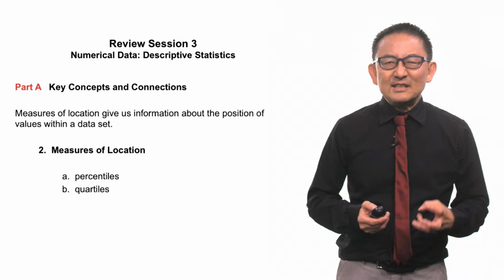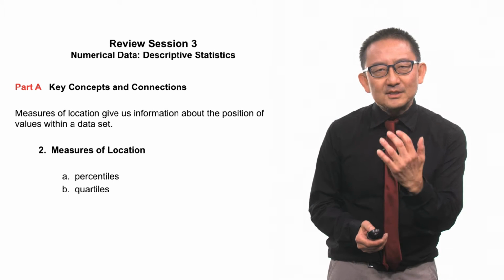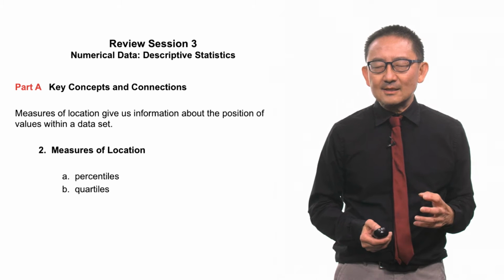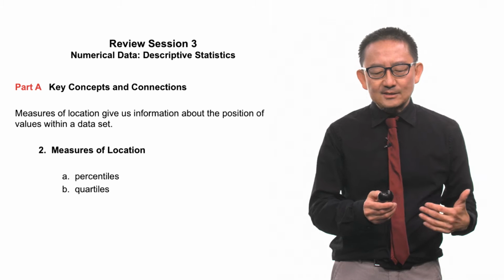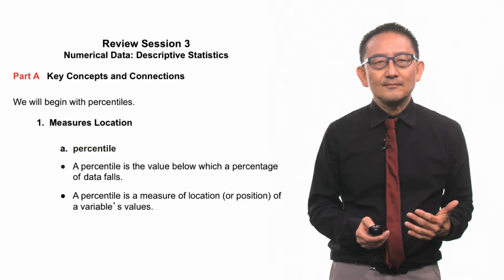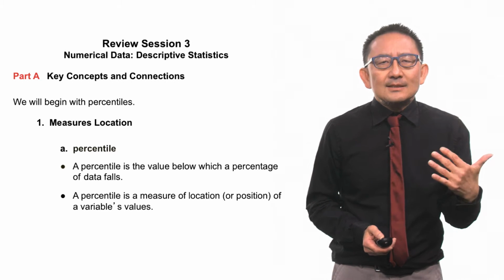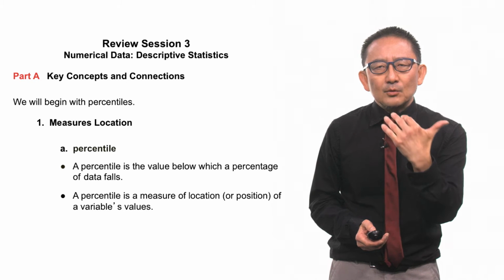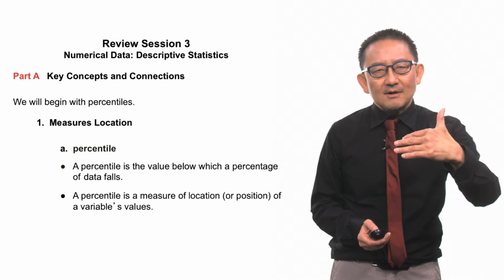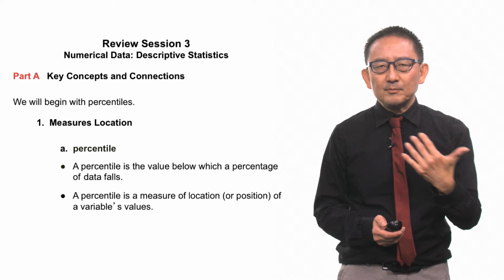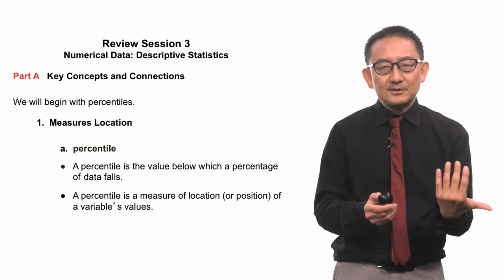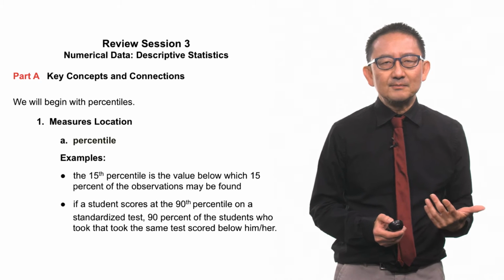Measures of location give us information about the position of the values in the data set. So we'll look at two measures of location, percentiles and quartiles. A percentile is the value below which a percentage of data falls. A percentile is a measure of location or position of a variable's values. Let's look at a couple of examples.